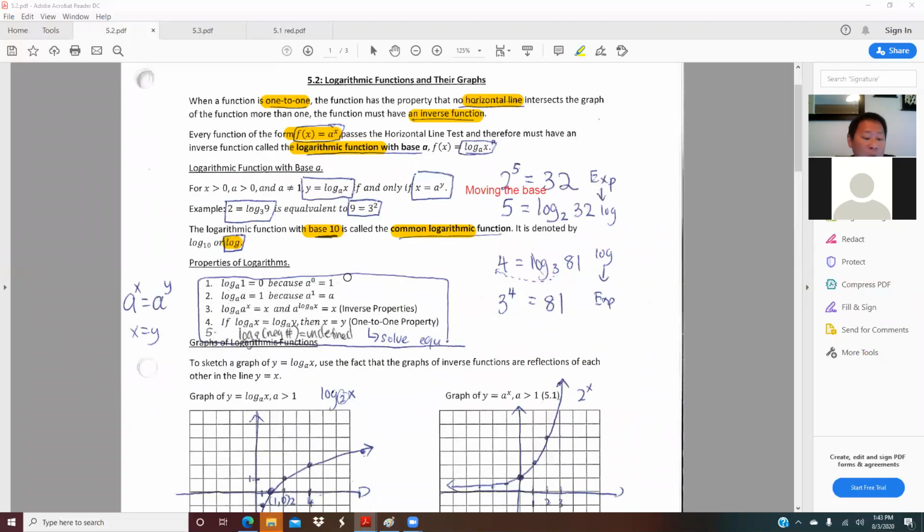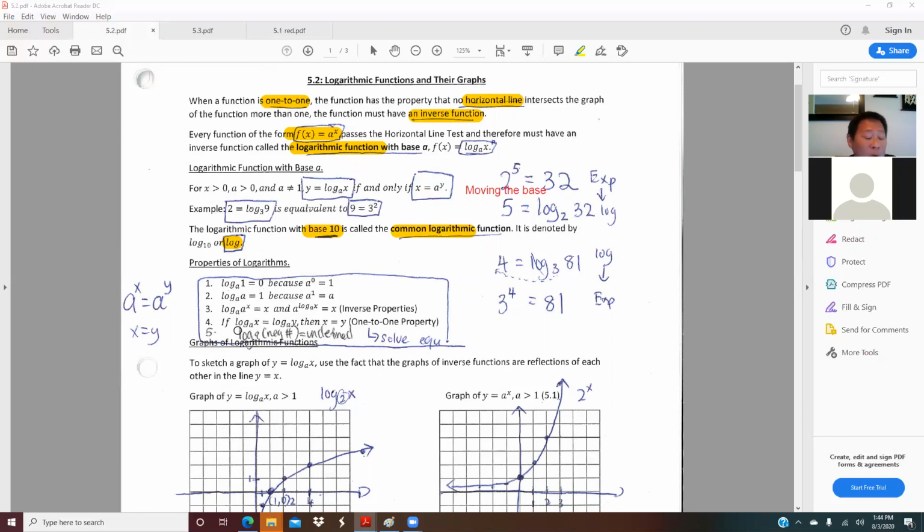Properties: there are a few properties you need to know. log_a 1 equals 0, because a^0 equals 1. This is what we call the argument. If your argument is 1, you get 0. log_a a: if your base and your argument are exactly the same, you get 1. log_a a^x: if the base and the argument are the same with the power x, you get x. Same thing with a to the power of log_a y: the base is the same, you cancel it out, and you get y.